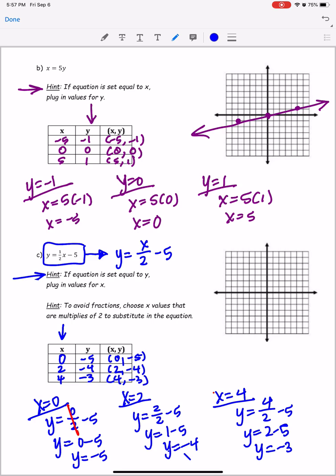So plot your points. 0, negative 5 means I'm going 0 left or right, but then from the origin, 1, 2, 3, 4, 5 down. 2, negative 4 means I'm going from the origin, 1, 2 over, 1, 2, 3, 4 down. And then 4, negative 3 from the origin, 1, 2, 3, 4 over, 1, 2, 3 down. So those are all in a straight line. And let's see if I can do better about connecting the dots. There we go. Okay, and again, make sure you've got arrows on the sides because these are infinitely going in both directions.